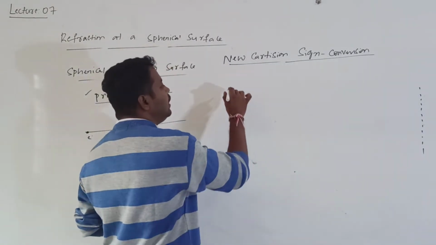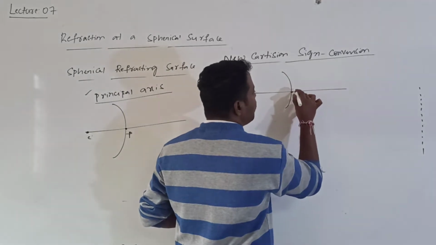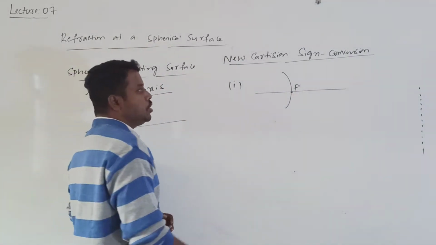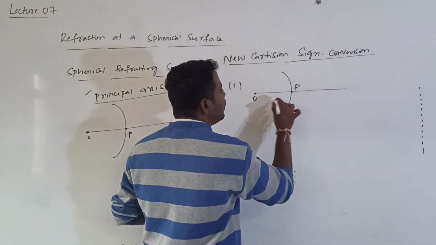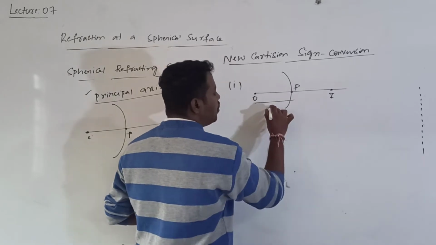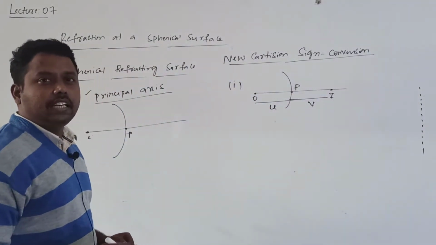I will recall the first sign convention: all distances should be measured from the pole along the principal axis. Whether it is an object or an image, the distances should be measured from the pole along the principal axis. That is the first sign convention rule.